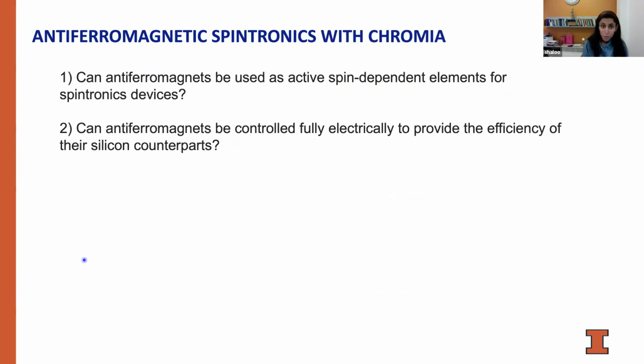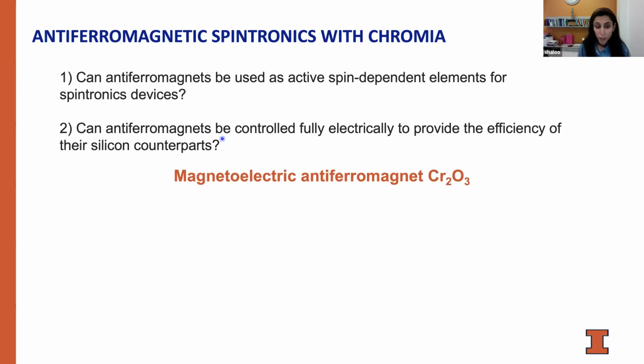So with that, my research in chromium was really inspired by these two inquiries. First, could we use these antiferromagnets as showstoppers for spintronics devices? But importantly, and I have to thank Christian for involving me and engaging me in the research that they were performing as part of the SRC project, we also wanted to look into specific kinds of antiferromagnets whose order could be fully electrically controlled. And this is important because we want to have energy efficiencies close to silicon and also make sure that these devices are CMOS compatible. So with that, we've been looking into this magnetoelectric antiferromagnet chromium.